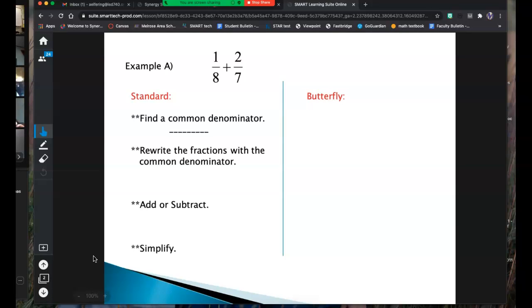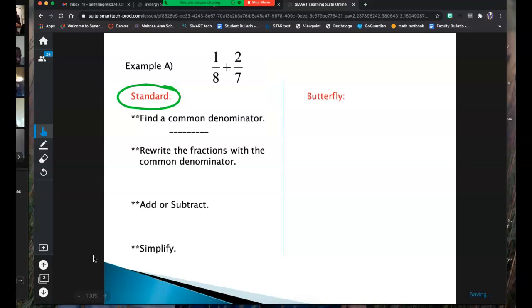The first example, 1/8 plus 2/7. So I'm going to show you both ways and then we'll kind of pick which one we like better. The standard method means you're just going to find a common denominator. So we're going to start with the standard method.